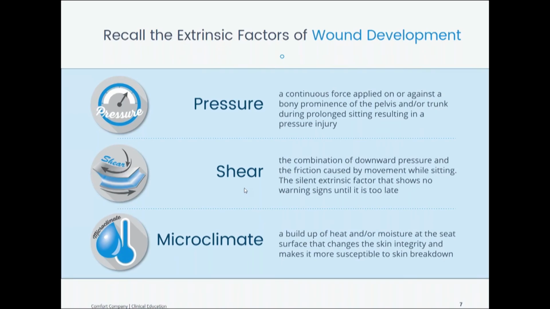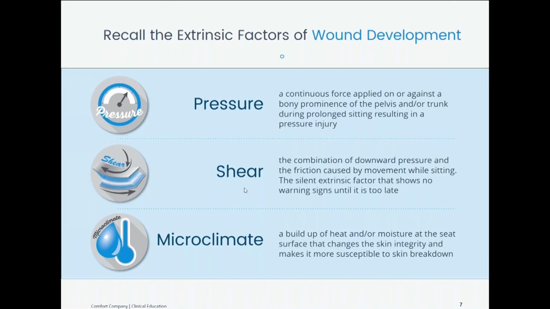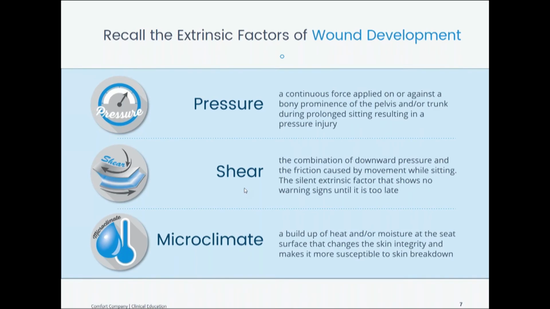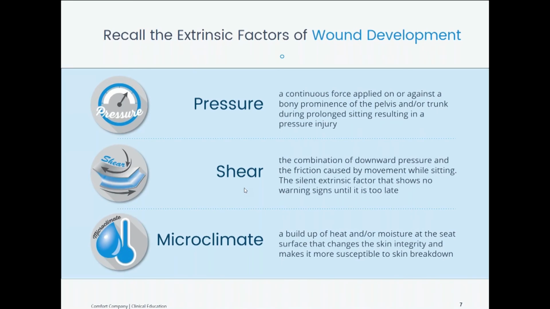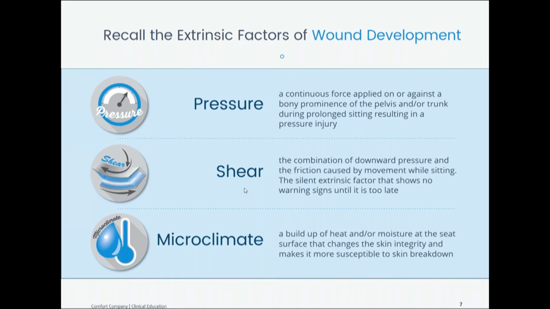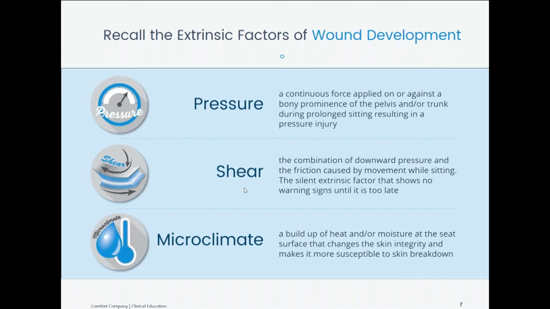So unlike pressure that tells us, hey, I'm here, there's a change of temperature of the skin, there's a reddening of the skin, by the time shear rears its ugly head, the damage is at quite an advanced stage. And the last extrinsic factor is microclimate. This is that buildup of excessive heat and or moisture at the seat surface, where our body is making contact with the cushion or the back support, that really changes the skin integrity and makes it more susceptible to skin breakdown.